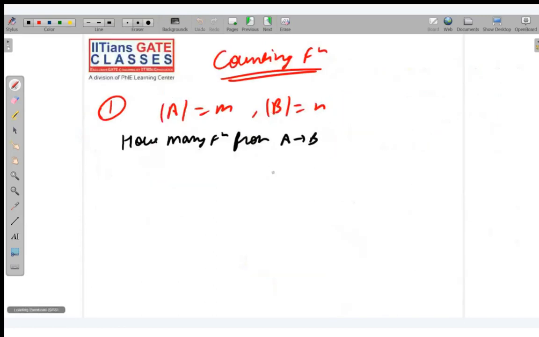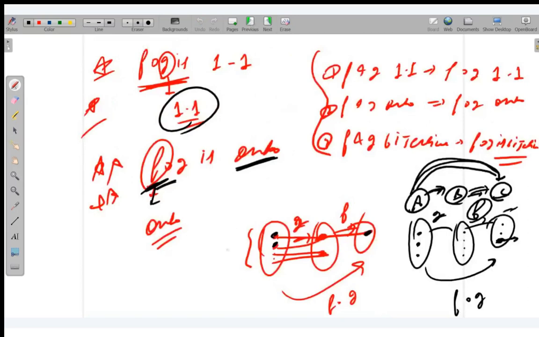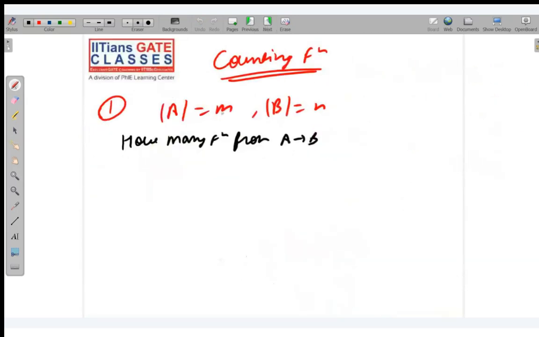Okay, so let me jump to the next slide. Now we are going to start the next topic. Take the snapshot of this, then I will jump to the next slide. Okay, now we are going to start counting functions. That is also a very, very important topic, and many times questions have been asked.